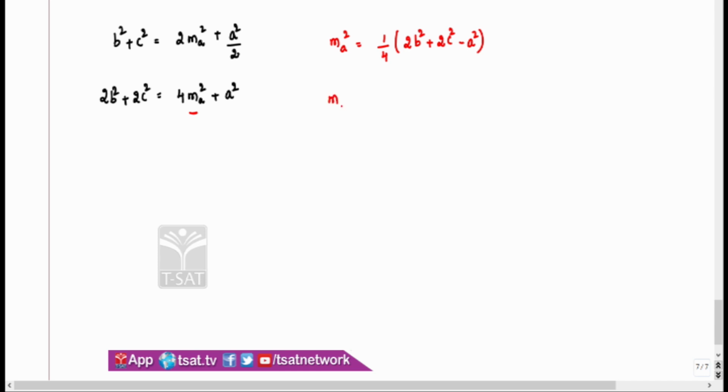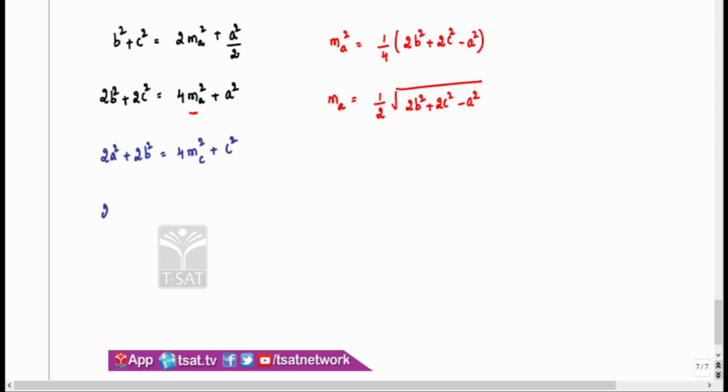So the median with respect to side a is 1 by 2 under root of 2 into b square plus 2 into c square minus a square. This is the length of the median with respect to side a. If we continue further, similarly we can write, in the same triangle, 2a square plus 2b square is equal to 4 into the median with respect to c, 4mc square plus c square.